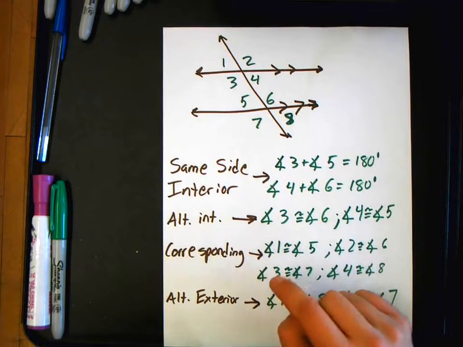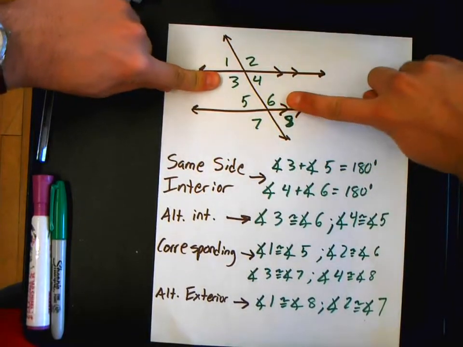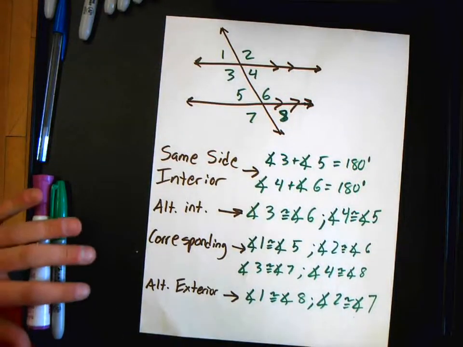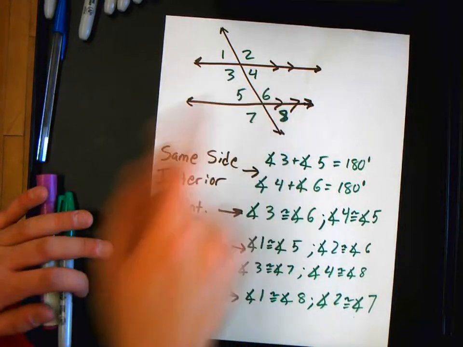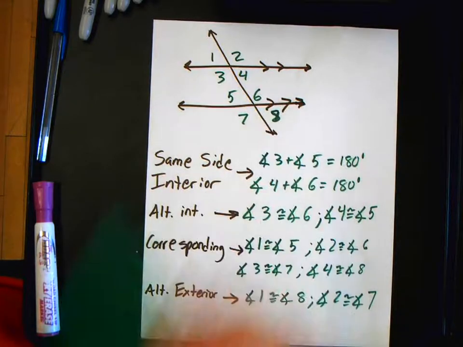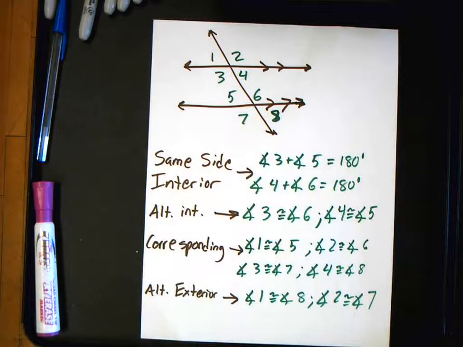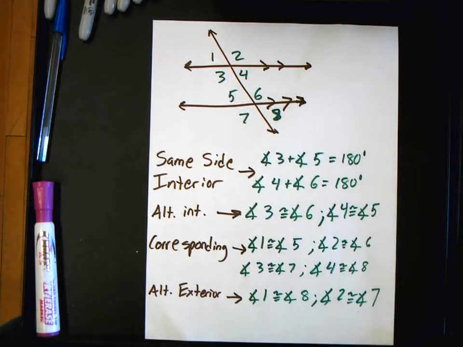Alternate interior angles, if these two lines are parallel, alternate interior are 3 and 6. They're on opposite sides of the transversal and they're inside the parallel lines. That means that they are congruent. So angle 3 is equal to angle 6. If this was, say, 125, then angle 6 would be equal to the exact same number of 125. The same exact thing happens with angles 4 and 5 as alternate interiors.